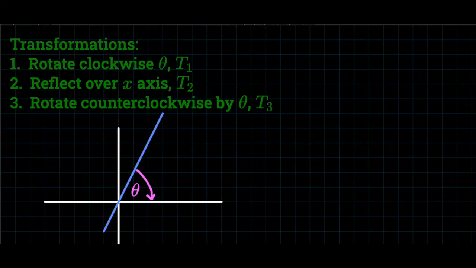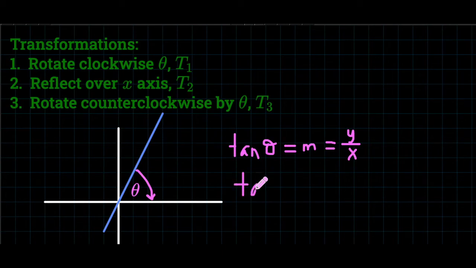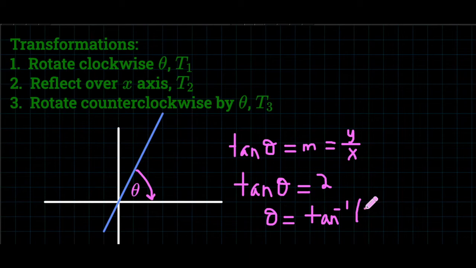Now we're going to do this in terms of theta to keep it more general, but just remember that the tangent of theta is equal to the slope of the line, because it is equal to the rise, the y, over the run, x, also known as slope. So in this case, tangent of theta is equal to 2, which would imply that theta is equal to the inverse tangent of 2. But instead of having to write inverse tangent of 2 every single time, I'm just going to keep everything in terms of theta.